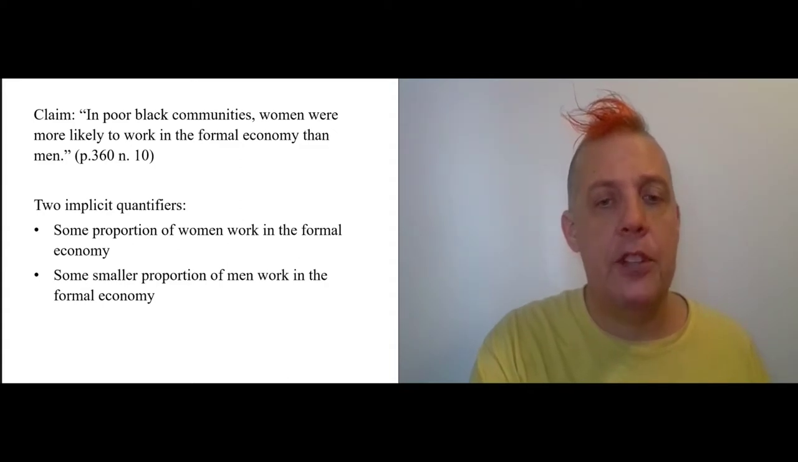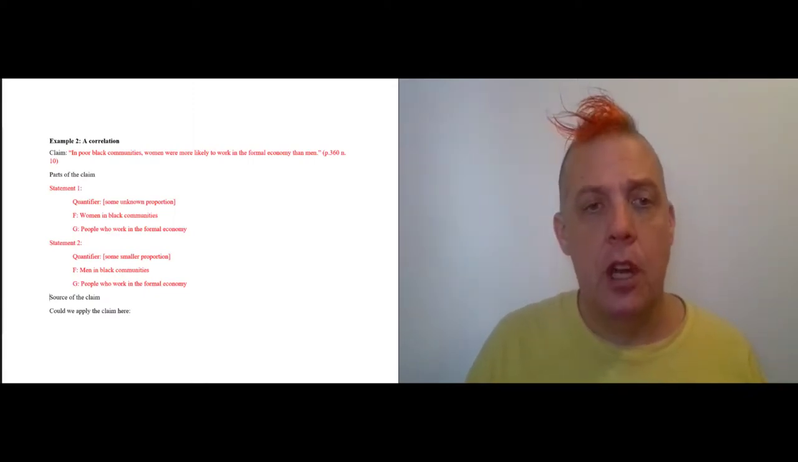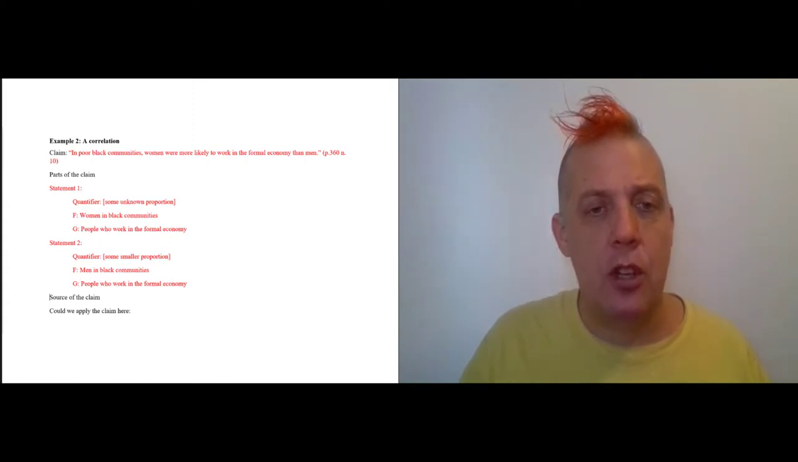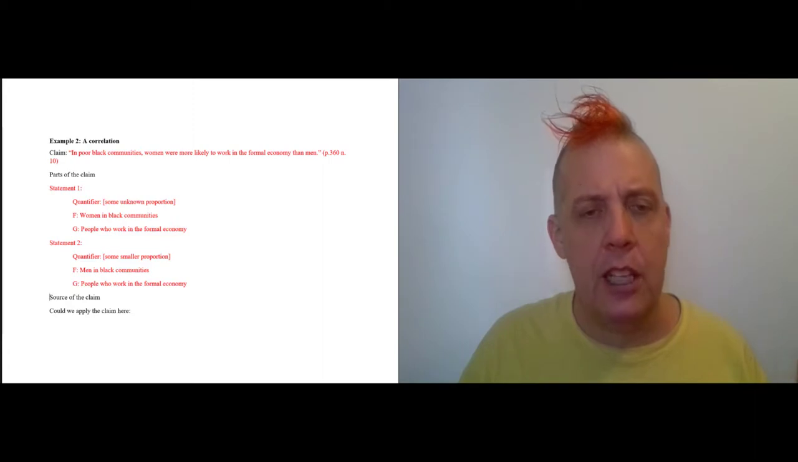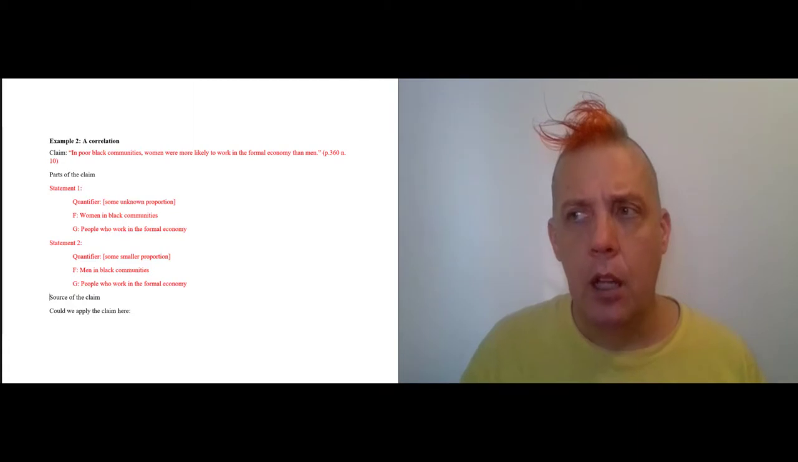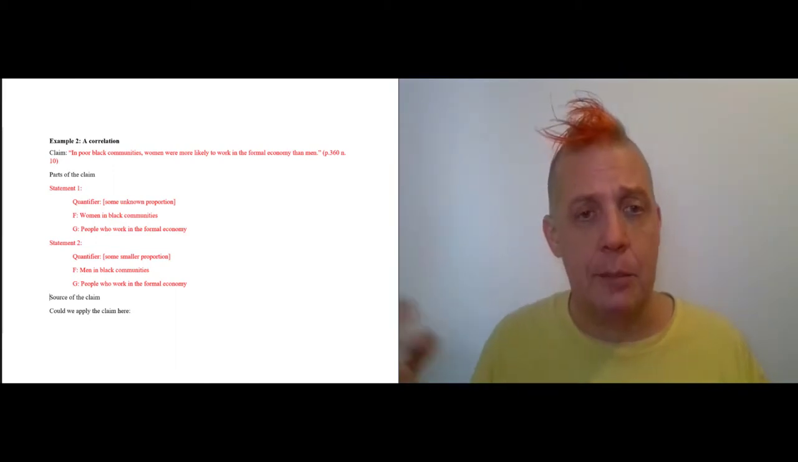So when you do the F and the G, it's going to look like this. Statement one, the quantifier is some unknown proportion. The F and the G are women in black communities and people who work in the formal economy. Statement two is some smaller proportion, and it's men in black communities and people who work in the formal economy. So we don't have exact numbers here, although elsewhere in that passage he mentions that 50% of black men in Milwaukee are unemployed. So we can then imagine that the percentage of women working in the formal economy is larger than 50.